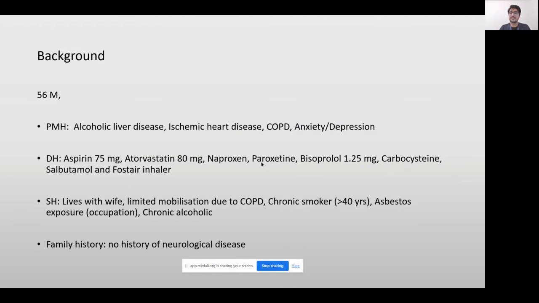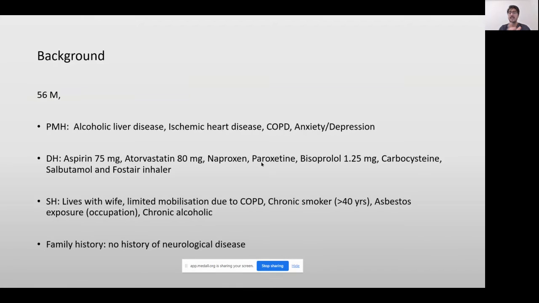So this is a 56-year-old gentleman who has a previous history of alcoholic liver disease, ischemic heart disease, and COPD. His medications include statins, aspirin, bisoprolol, and carbamazepine. Social history-wise, he has limited mobilization because of COPD, and he's a chronic smoker for the past 40 years. He has some asbestos exposure as part of his occupation, and he's a chronic alcoholic. He has no family history of neurological disease.